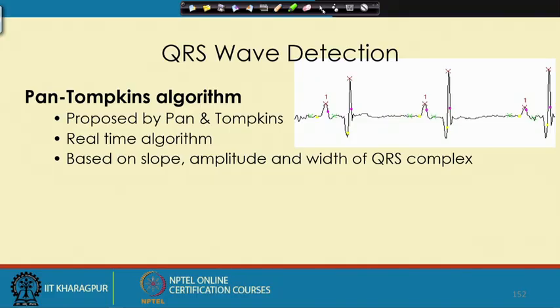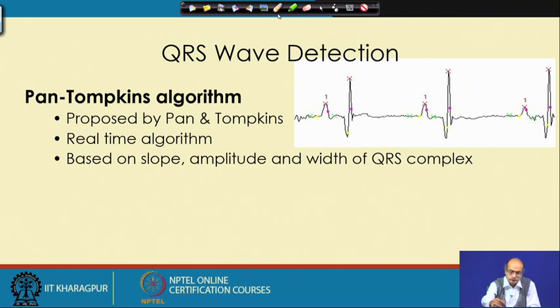So, in this session we will take one more derivative based algorithm, which is much more sophisticated than the previous algorithm. That is called the Pan-Tompkins algorithm. This Pan-Tompkins algorithm was proposed by Pan and Tompkins, these two scientists, for real time operation, and it is based on the slope, amplitude and width of the QRS complex.